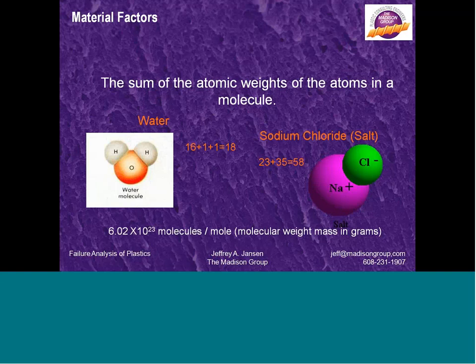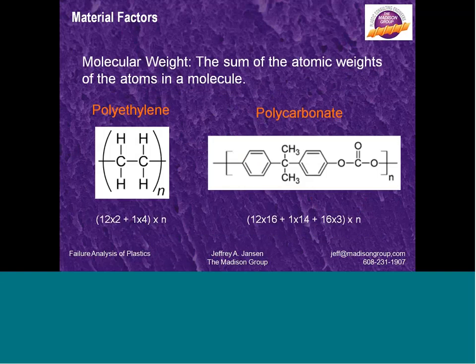It's a lot of molecules. So with a polymeric material like polyethylene, it's a little more complicated to figure out the molecular weight, but simply we just take the repeating unit, in this case, two carbons with pendant hydrogens, and we add those together.